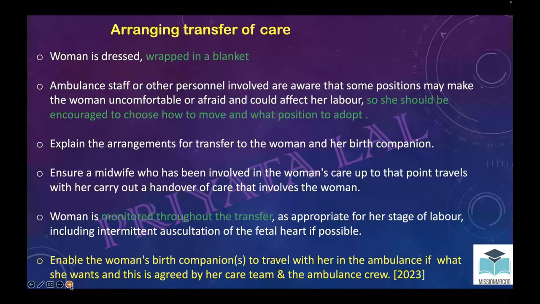So as they say, the patient should be nicely covered, wrapped in a blanket. She should be given complete advice about whatever position she wishes to opt for. Now, when transfer is made, a midwife should be involved. Apart from this, if monitoring is required during her transfer, it should be arranged as appropriate for the stage of labor, with intermittent auscultation of the fetal heart if possible. And this has again been added new in 2023: the woman's companion can travel with her in the ambulance if she wants and the healthcare team agrees. So these are the few things you should know, because when you arrange transfer, you have to speak about all these things.